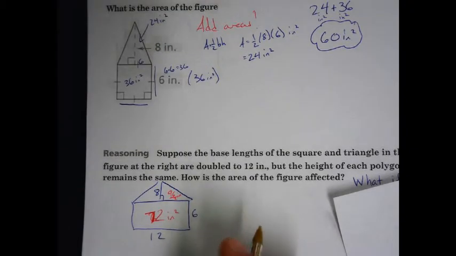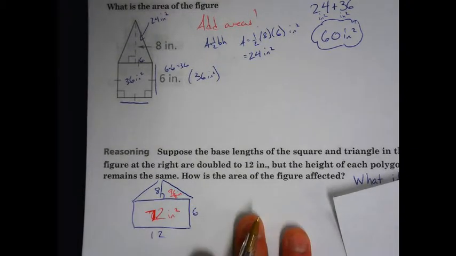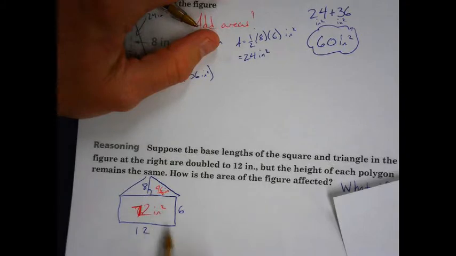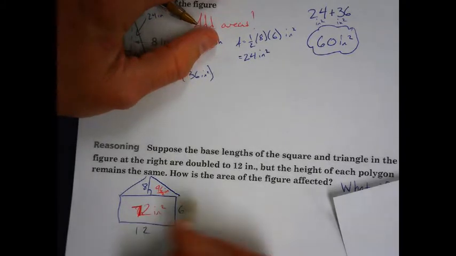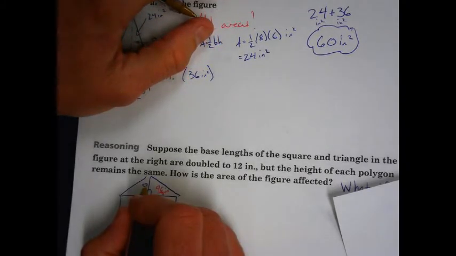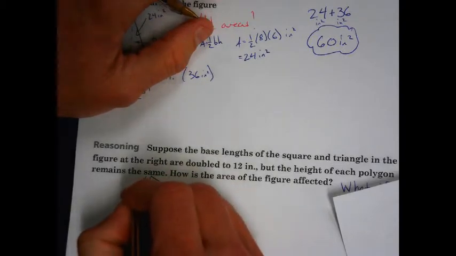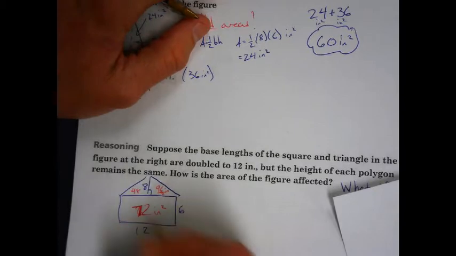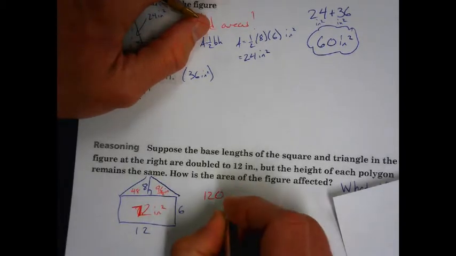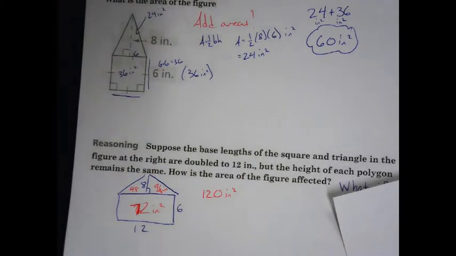Or, again, 4 times 12. So we have 8 times 12, 96, but it's half the base times the height. So half of 8 is 4. 4 times 12, of course, is 48. Either way, the area of the triangle is 48. So we have our 48 and 72. That gives us 120 square inches.